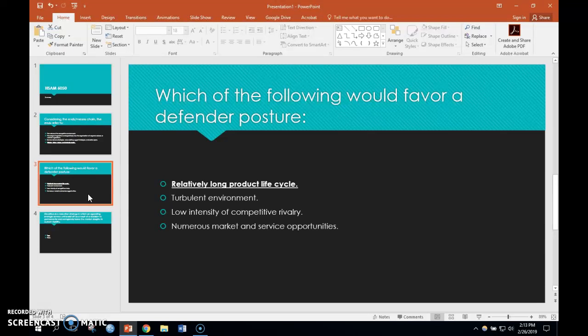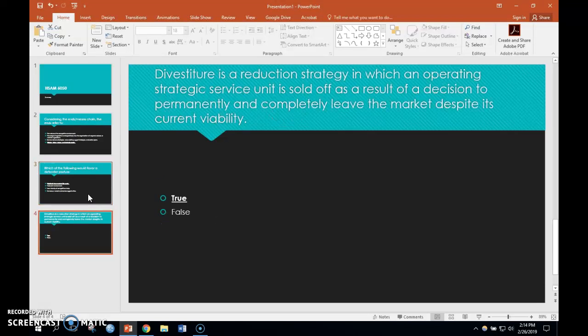It's not a turbulent environment. Rivalry really doesn't have a lot of impact here, but numerous market service opportunities, that's definitely not the case. But having that long product life cycle is really key to having that defensive or defender posture, you're able to maintain stability in your organization. So relatively long product life cycle is our answer there.